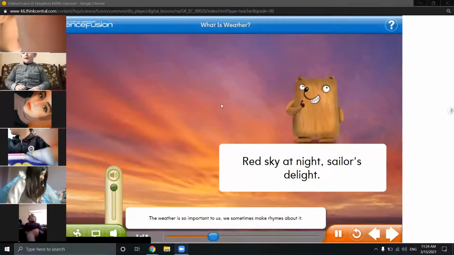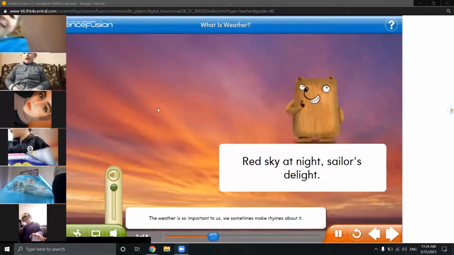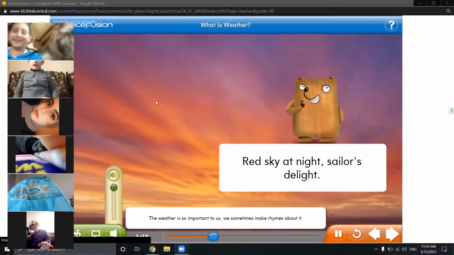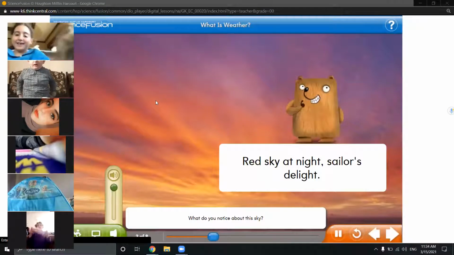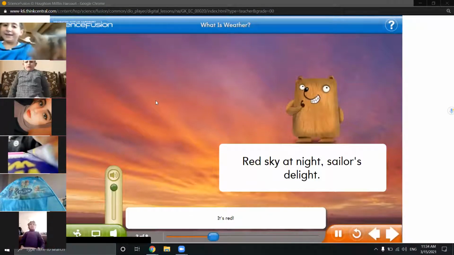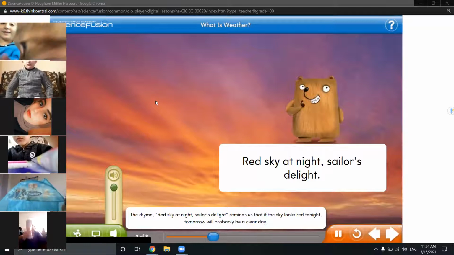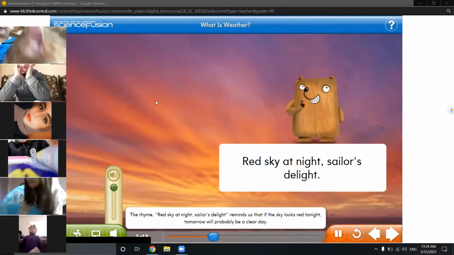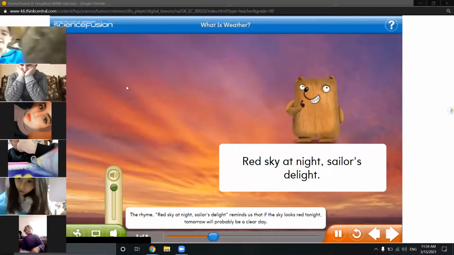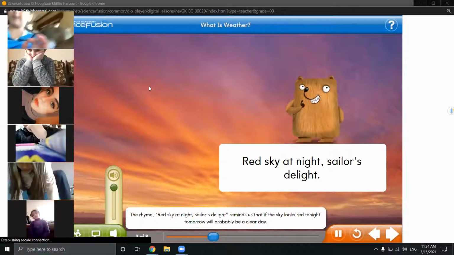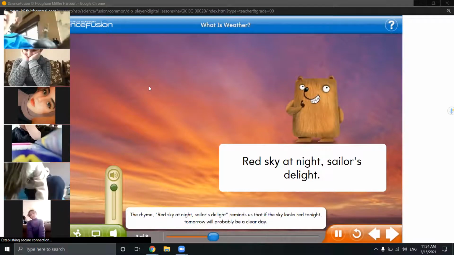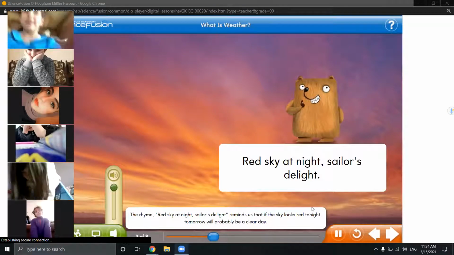The weather is so important to us, we sometimes make rhymes about it. What do you notice about this sky? It's red. The rhyme, red sky at night, sailor's delight, reminds us that if the sky looks red tonight, tomorrow will probably be a clear day.